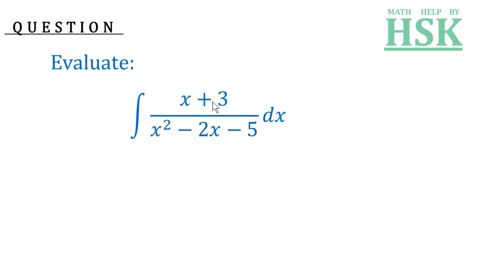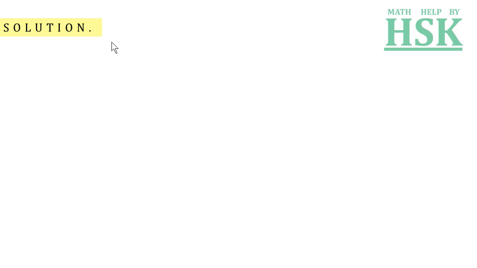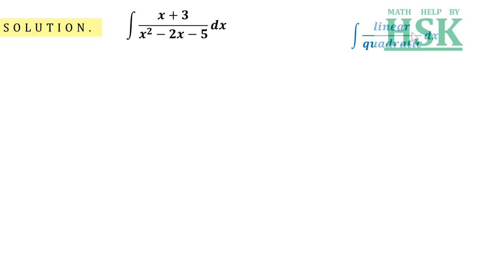The question is, we have to evaluate the integral of x plus 3 upon x square minus 2x minus 5 dx. To solve this question, first of all we take the given integral and on observing it, we see that the integral is in the form of a linear term of x upon the quadratic term of x. To solve this, I am going to place x plus 3 as equal to lambda times d upon dx of denominator plus mu.